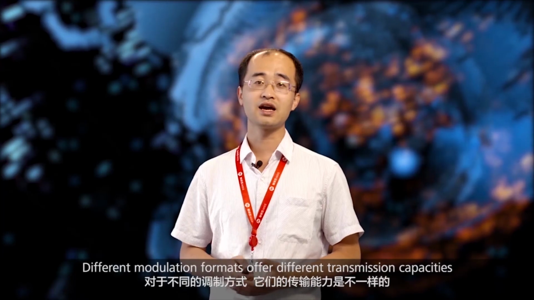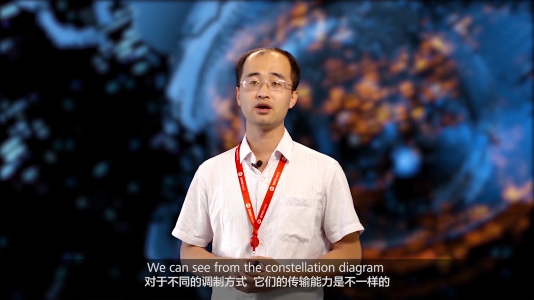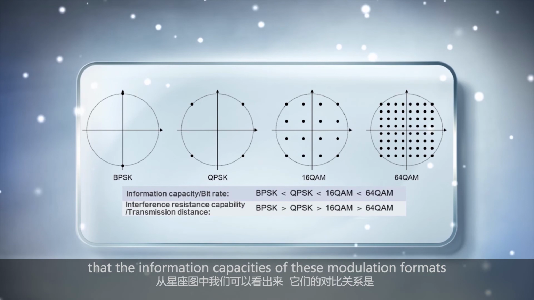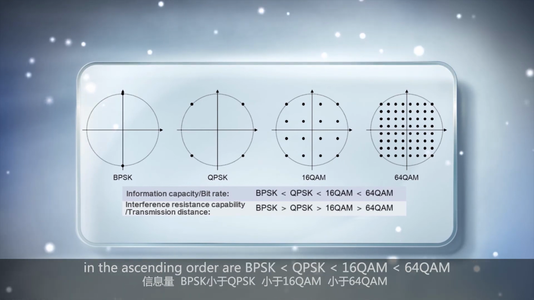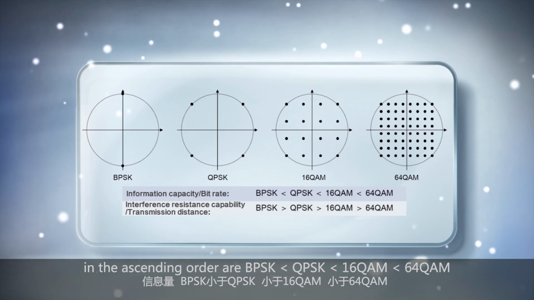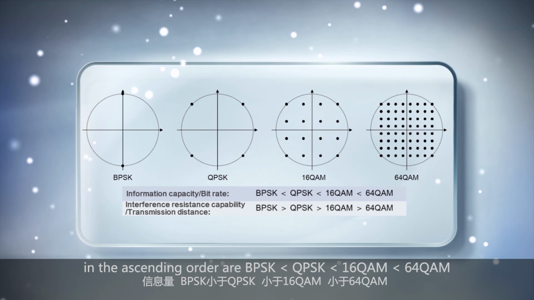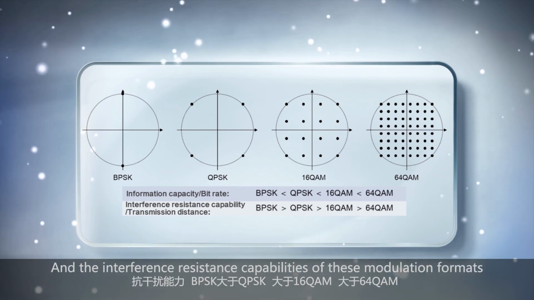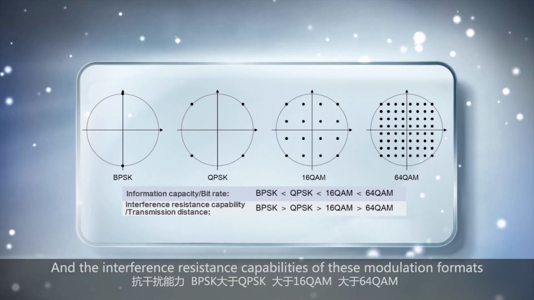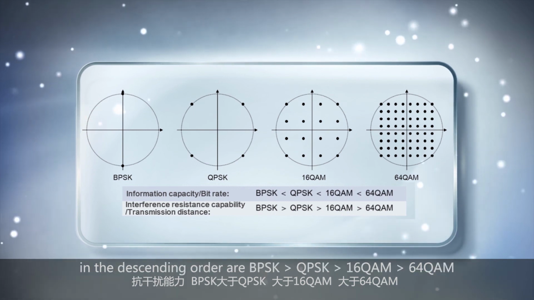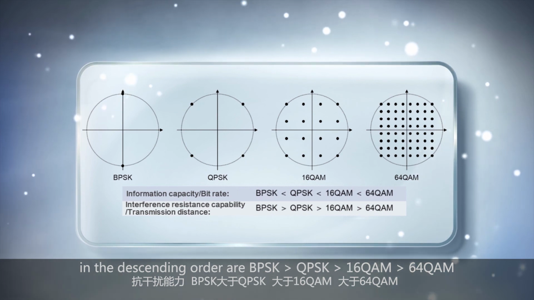Different modulation formats offer different transmission capacities. We can see from the constellation diagram that the information capacities of these modulation formats in ascending order are BPSK, QPSK, 16 QAM, 64 QAM, and the interference resistance capabilities of these modulation formats in descending order are BPSK, QPSK, 16 QAM, 64 QAM.